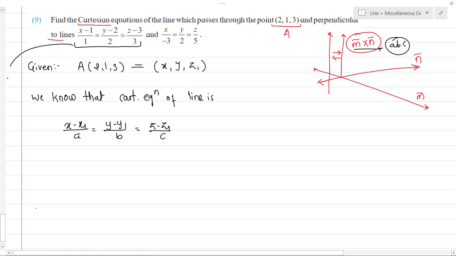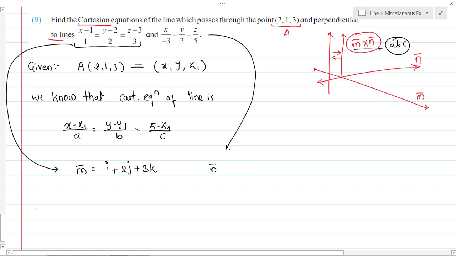M bar will be what? These 1, 2 and 3 are the direction ratios of M bar, which means the vector M bar is 1 into i plus 2 into j plus 3 into k. Similarly, what will N bar be? N bar equals minus 3i plus 2j plus 5k. This becomes my N bar.